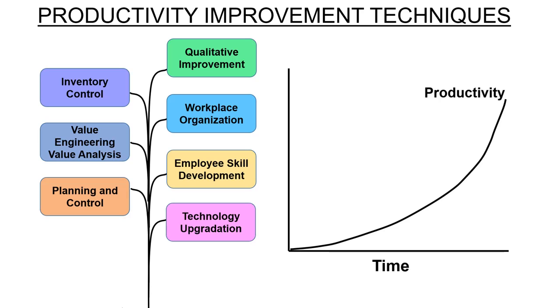Qualitative improvements. To reduce rejection and increase productivity, there must be some quality improvements implemented in the process. Quality improvements can be done through some technical tools and process improvements.